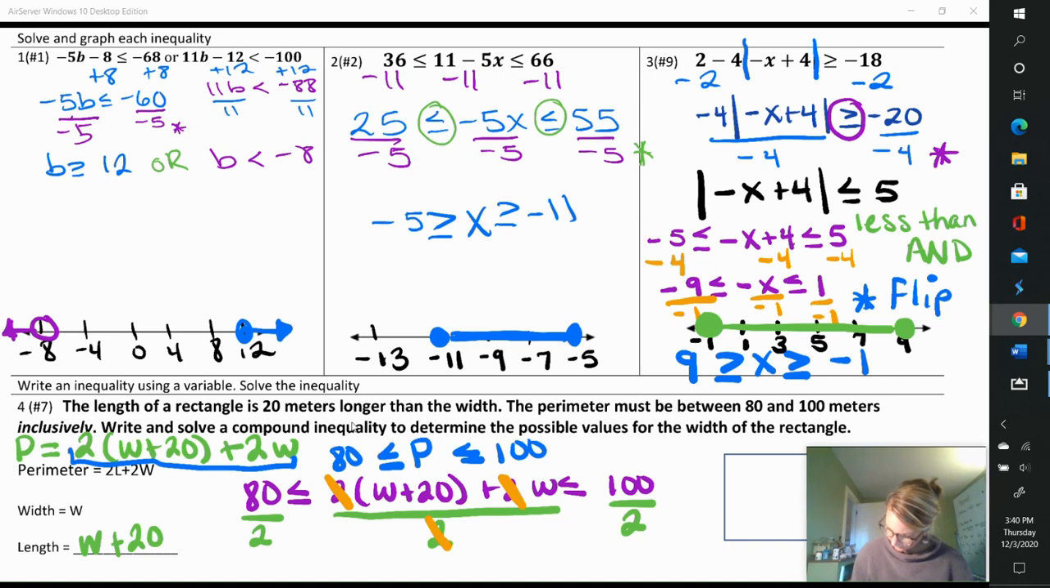So now let's simplify. So we've got 40, w plus w is 2w. We've still got that plus 20 in the middle of the compound inequality, less than or equal to 50. Now we want to solve for the possible widths, so we want to subtract 20 from all three parts.